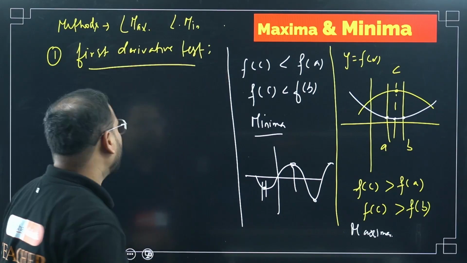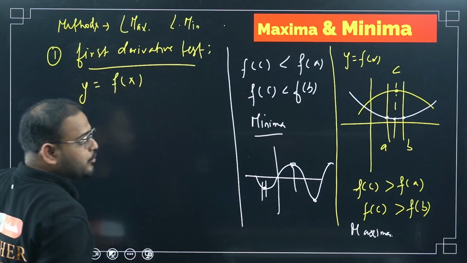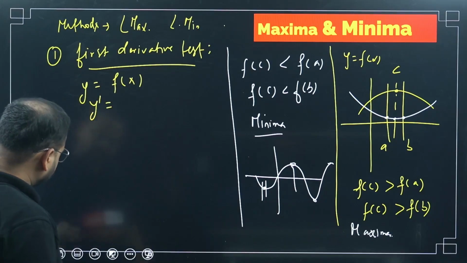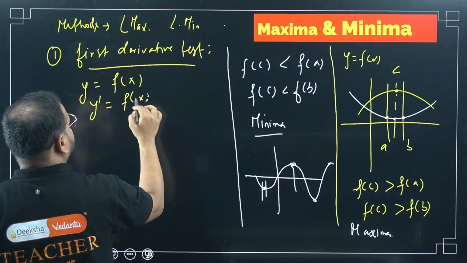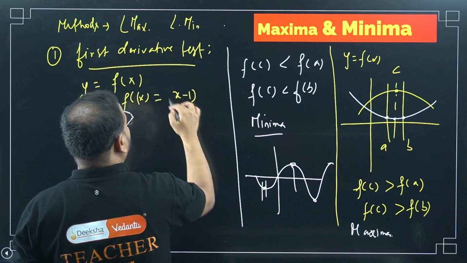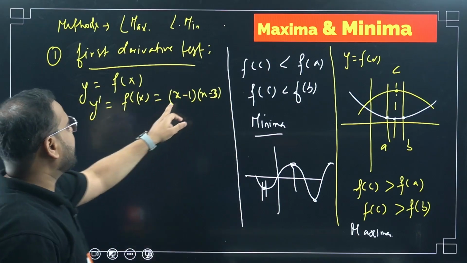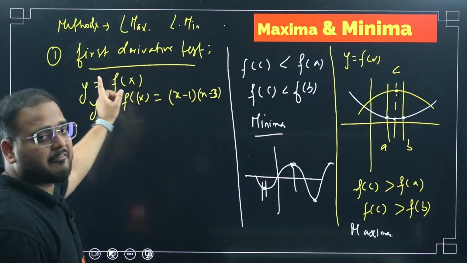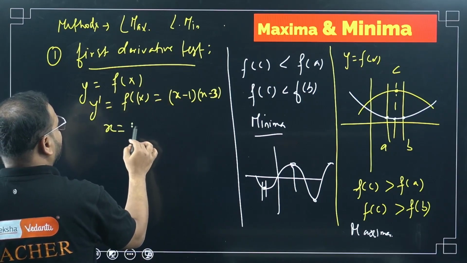Very simple. For any given function y equals f(x), find the derivative number 1. You get f dash of x. Let me say in this condition I have x minus 1 and x minus 3. My first derivative is (x minus 1)(x minus 3). I'm taking an example to explain the condition. So the first step is find the derivative. Then find the critical points. My critical points are 1 and 3.